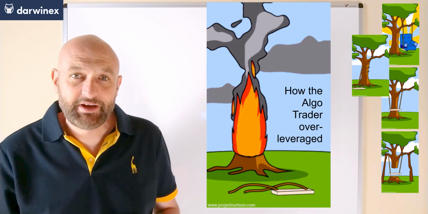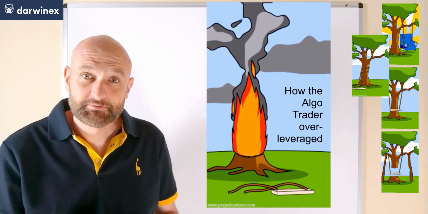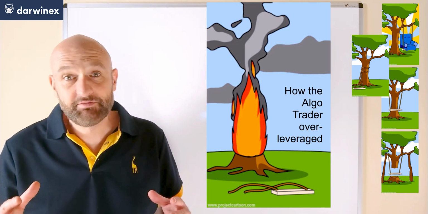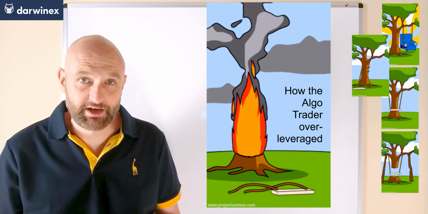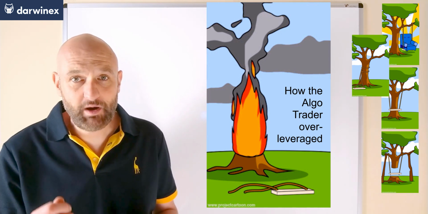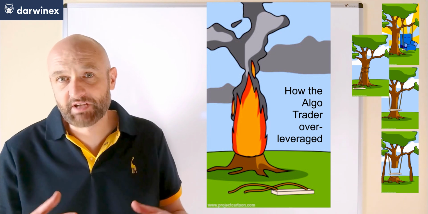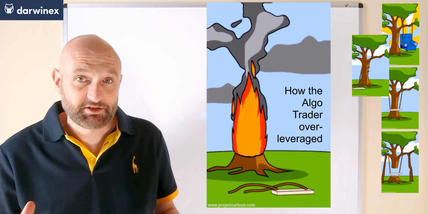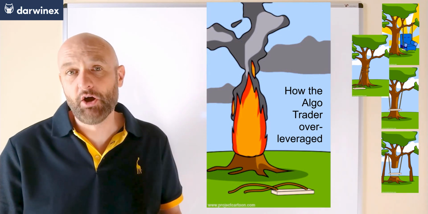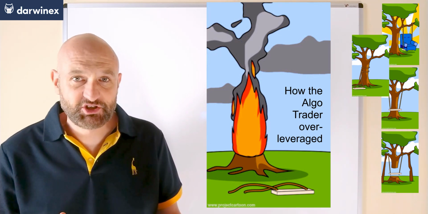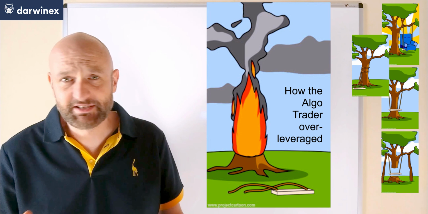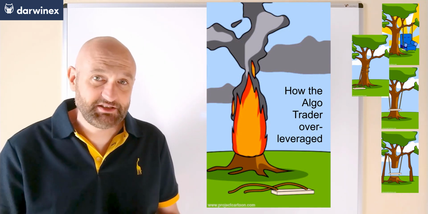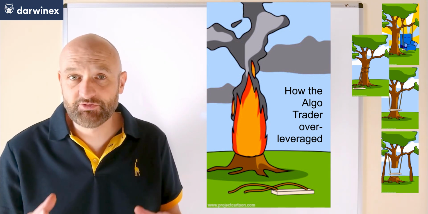How the algo trader over-leveraged. If you don't have a huge amount of disposable capital for your trading account, it can be quite difficult to make a living from, say, a 20 to 30% return. Because of this, traders often then start to over-leverage. The position sizes they start to risk on trades is so high that the chances of destroying your account increase considerably.